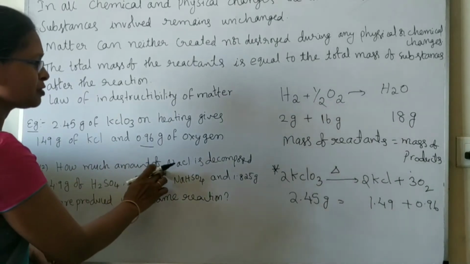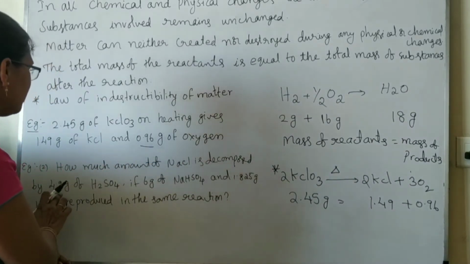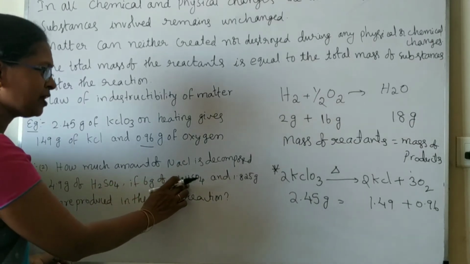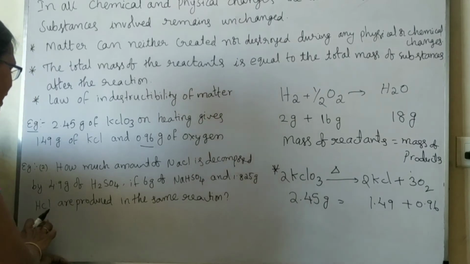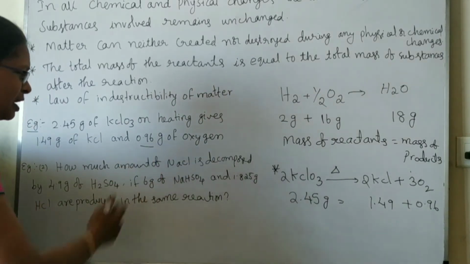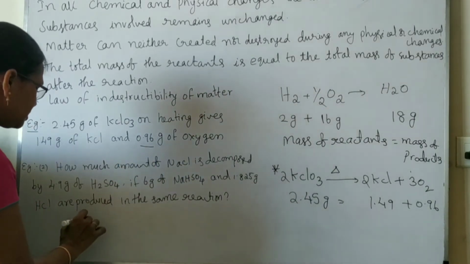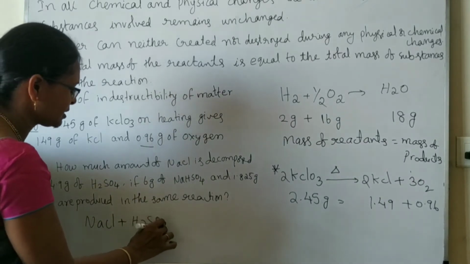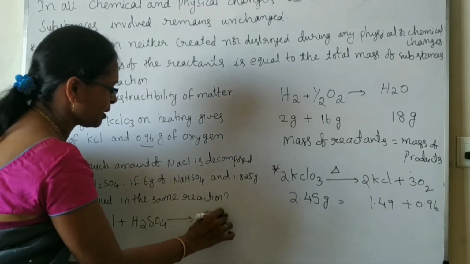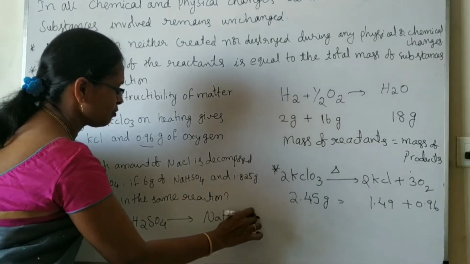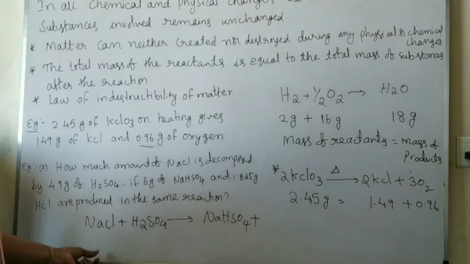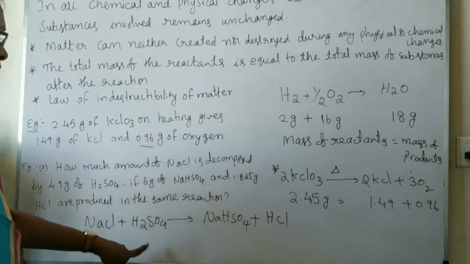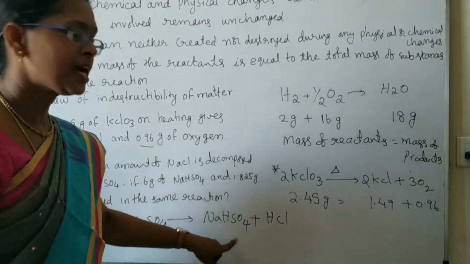How much amount of sodium chloride is decomposed by 4.9 grams of H2SO4 if 6 grams of sodium bisulfate and 1.825 grams of HCl are produced in the same reaction? So write the equation first: NaCl, sodium chloride, plus H2SO4, sulfuric acid, gives sodium bisulfate, NaHSO4, plus HCl. Okay, sodium chloride, sulfuric acid, sodium bisulfate, hydrogen chloride.